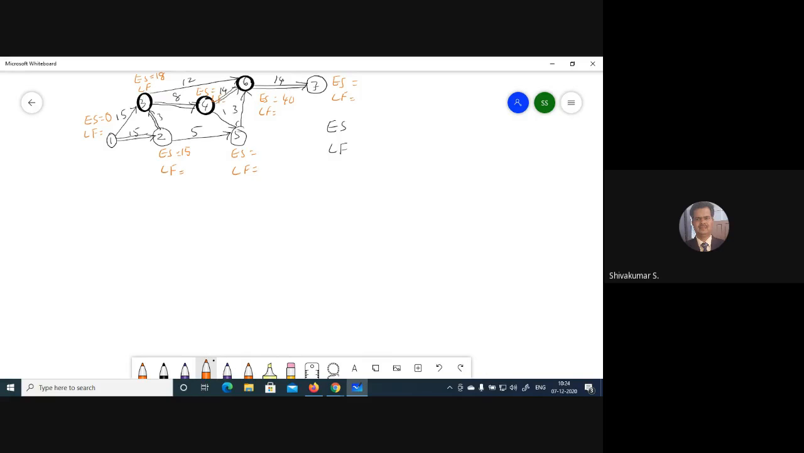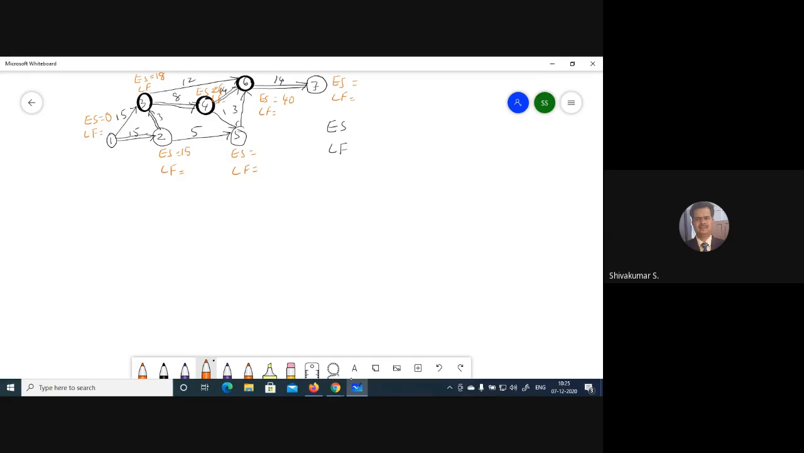Now say for example, the fourth event. Here 15 plus 8 is 23. But 18 is already there, so 18 plus 8, 26, is the earliest start. So the fourth event can start only after 26.